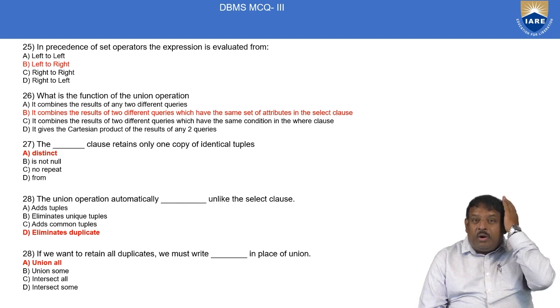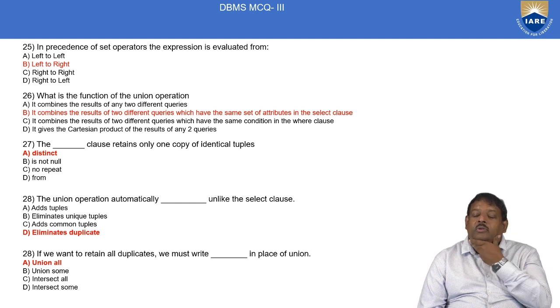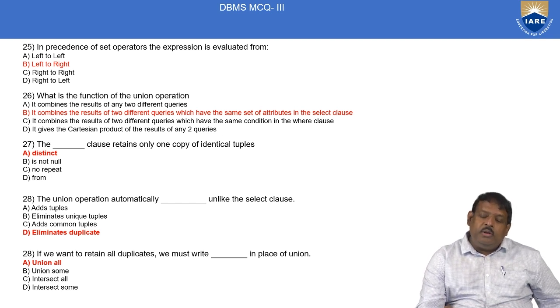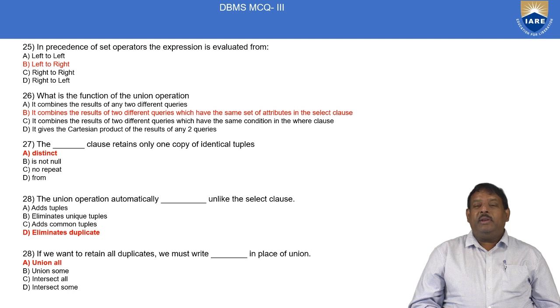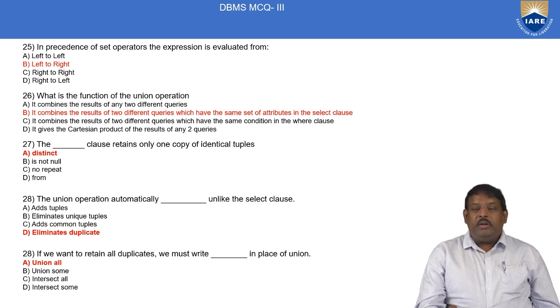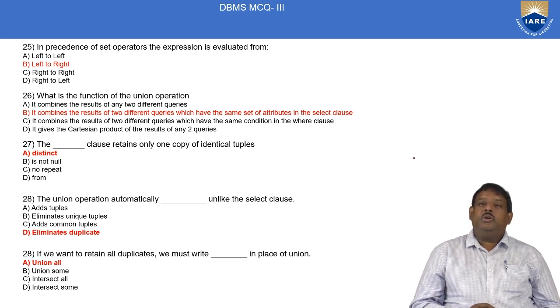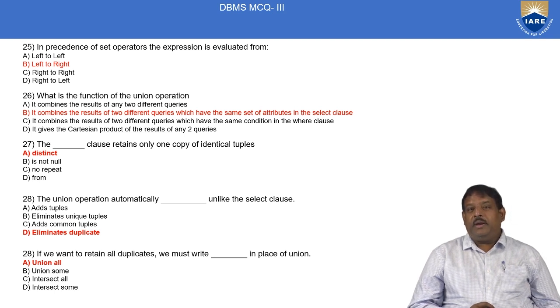Now, what is the function of the union operator? Union operation is used to combine two result sets and it displays the distinct values. That is the meaning of union. So, union is an operator in DBMS used to join two query result sets, and the duplicates are eliminated.